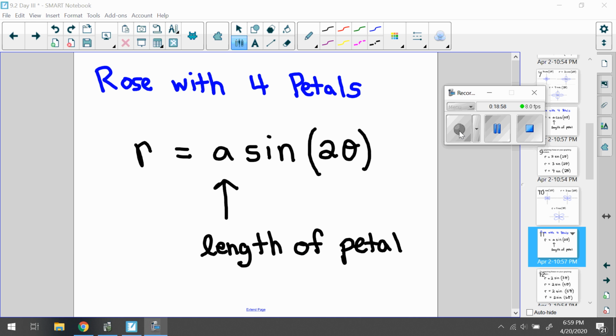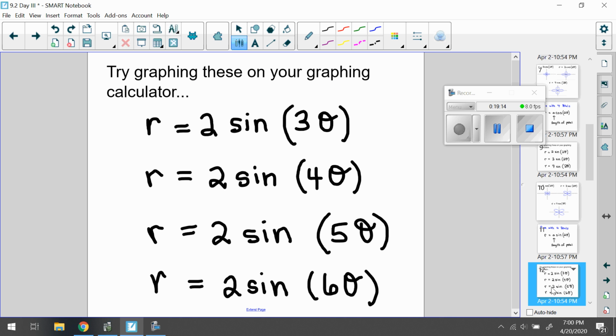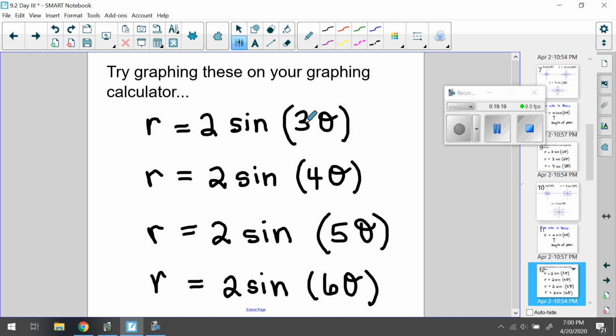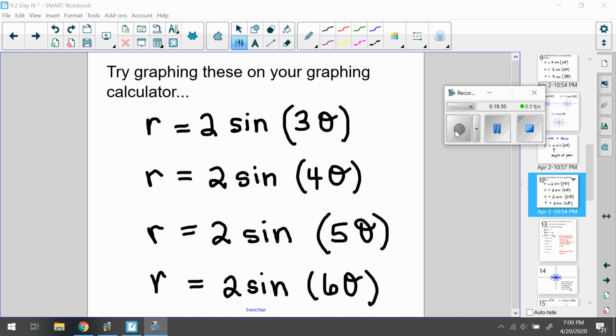So the next thing I'd like to do is, you might be curious, what happens if I change the inside number? So we know that changing the outside number for both, whether it's cosine or sine, changes the length of the petal. But what happens if I change the inside number? So we have been using 2, but what if I use a 3 or a 4 or a 5 or a 6? And so again, I would encourage you to pause the video and, with your graphing calculator, change all these to be 3, 4, 5, or 6 and see what happens.